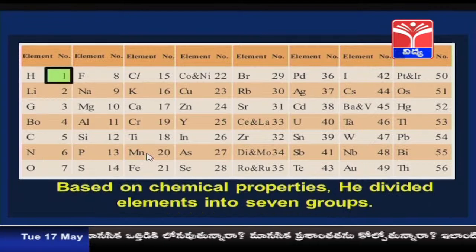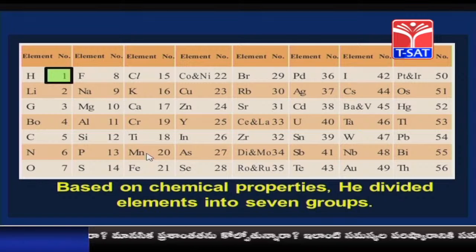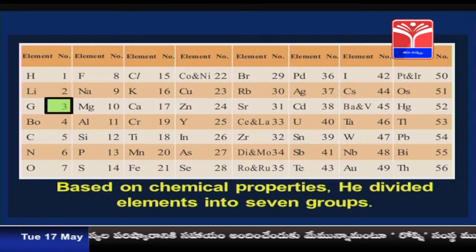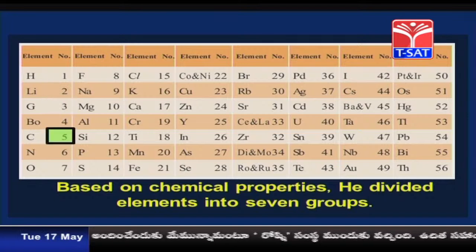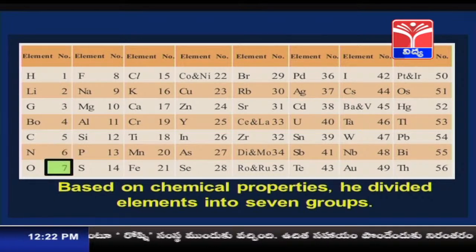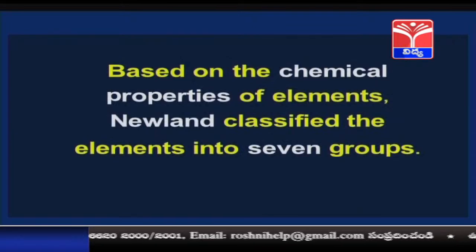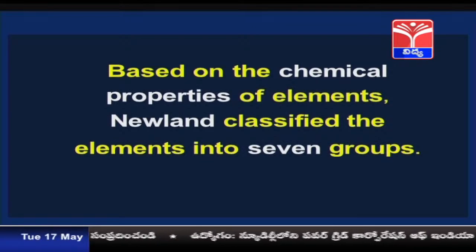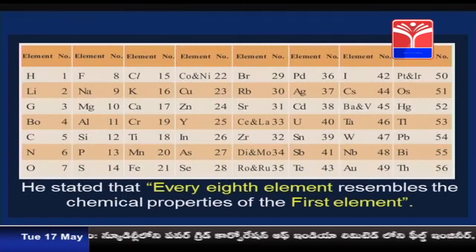Based on the chemical properties, Newland divided the elements into 7 groups. You see first group, second group, third group, fourth group, fifth group, sixth group, seventh group; like that he arranged the elements into 7 groups.